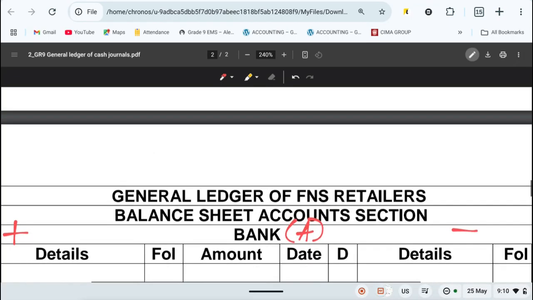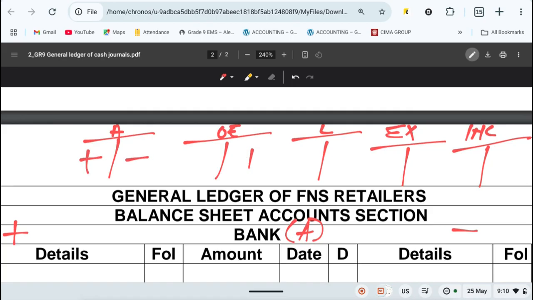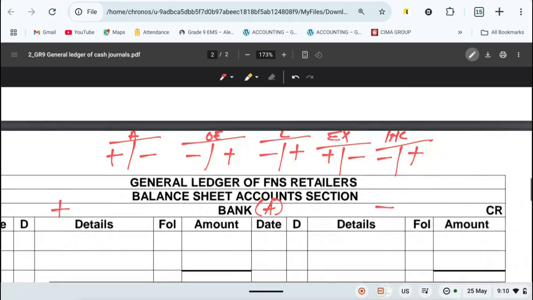So how do I know this? We always do this. Some people use a click: assets, liabilities, we have expenses, we have incomes. We know that assets increase on the debit, they decrease on the credit. Owner's equity decreases on the debit, increases on the credit. Liabilities increase on the credit, decrease on the debit. Expenses increase on the debit, they decrease on the credit. Incomes increase on the credit, they decrease on the debit. This is always the case.